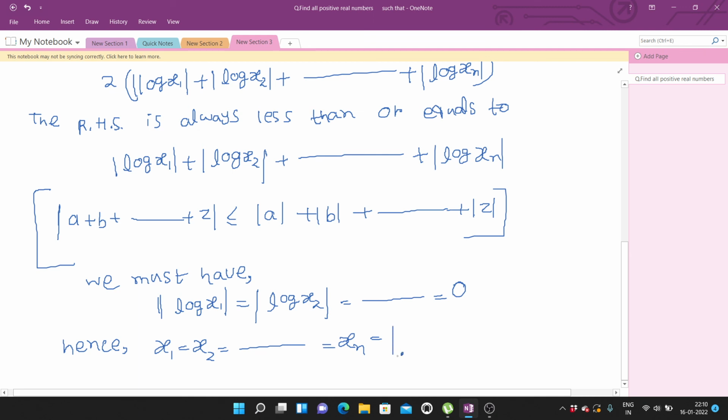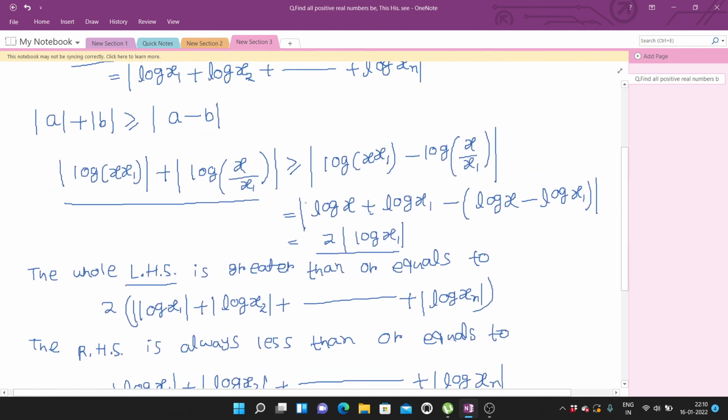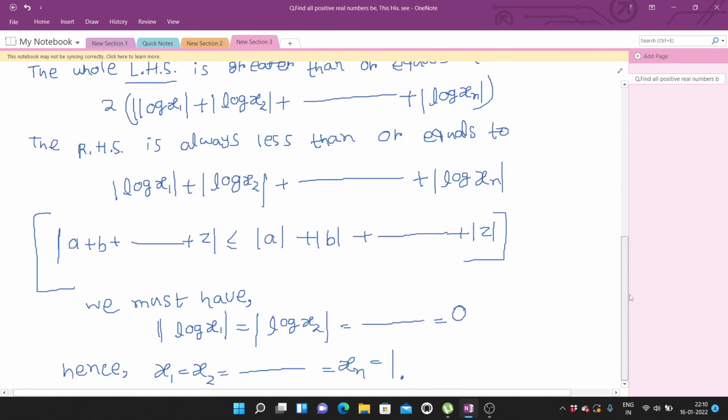So we found all the xn's, but we haven't found x. We don't need the value of x because x simply cancels out. So irrespective of the value of x, we can solve this problem in this way, and you can find the values of x1 to xn.